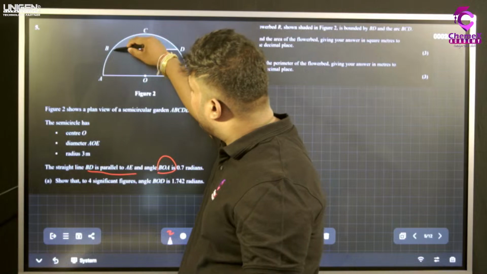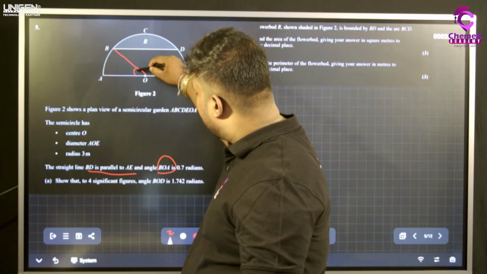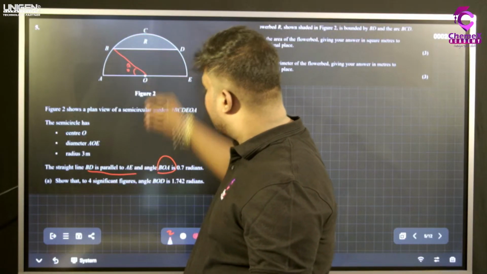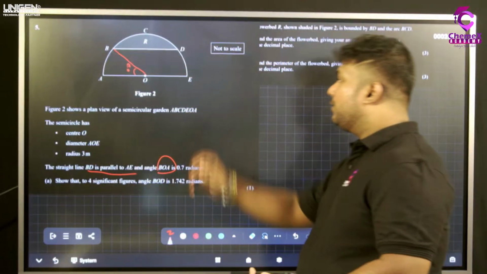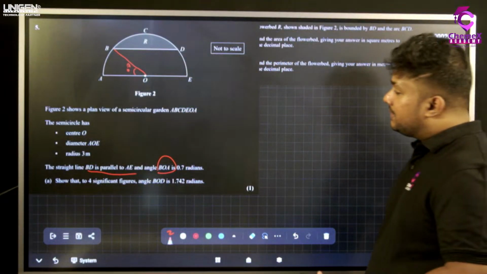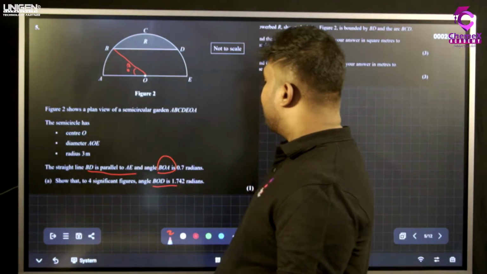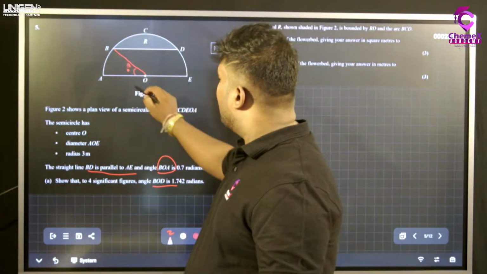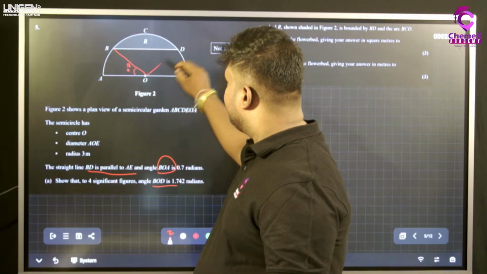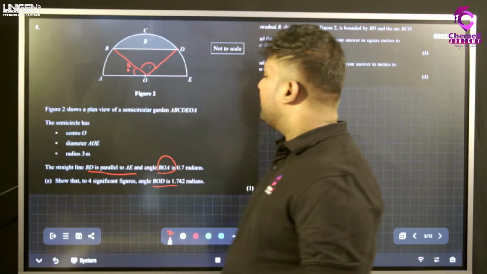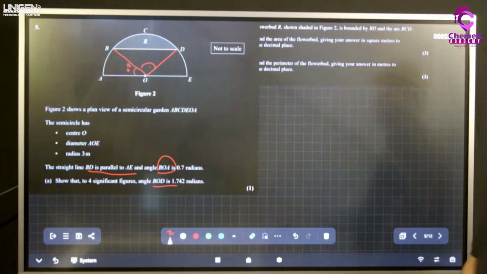BOA. What is this angle? 0.7. AOB or BOA. Do you understand? 0.7. Then show that BOD is 1.74. BOD, they ask us to show it is 1.74. Any suggestions how to do this question?